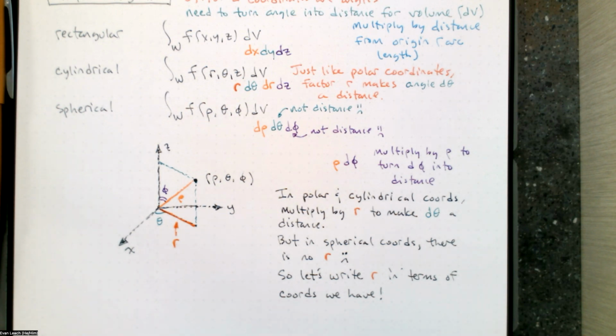Oh, yes. So we need to write r in terms of coordinates that we do have, because we need the distance from the origin in the plane. That distance has to be in the plane where the angle is happening. That angle is happening in the xy plane. Rho is not that distance. So we're going to write r in terms of coordinates that we have, rho, theta, and phi.